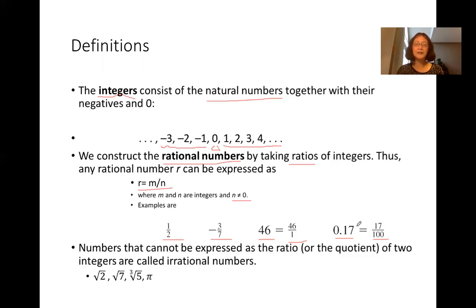Not all numbers can be expressed by ratios. For example, square root of 2. You cannot express this number by a ratio. We call this kind of number irrational numbers. Other examples of irrational numbers include square root of 7, the third root of 5, and pi. Pi is roughly equal to 3.1415. There are many more digits here.